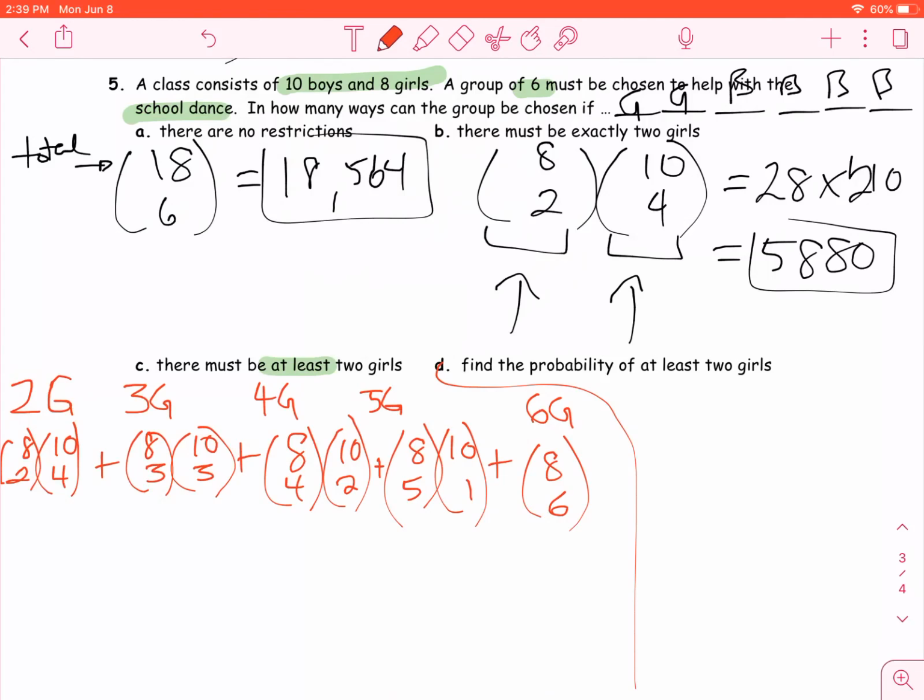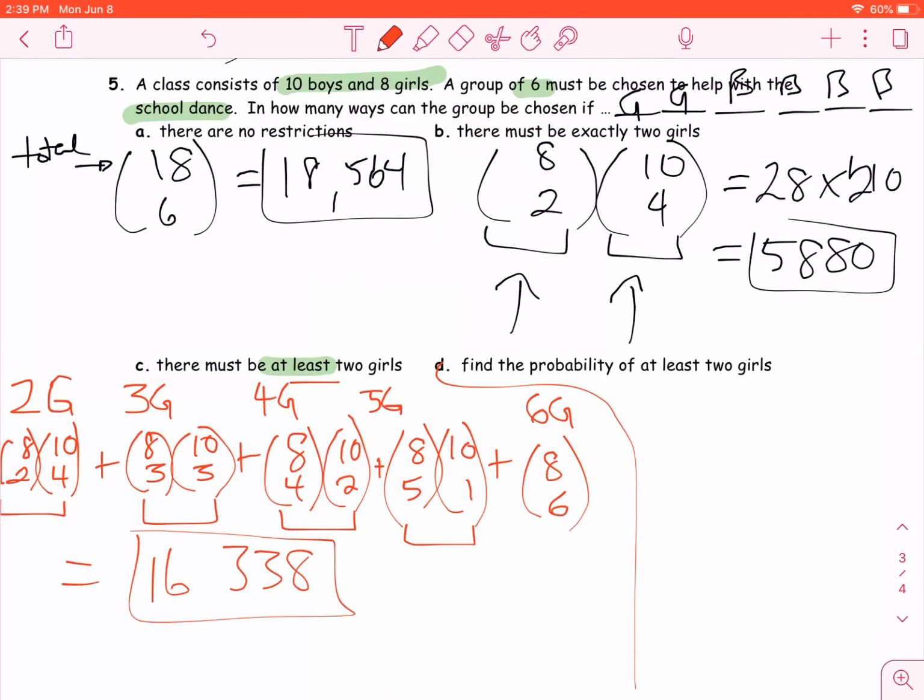Now, in this case, yes, you are multiplying your choices with the girls and the boys, but because we want to find how many combinations there are with at least 2 girls, we're actually going to add up each sum. So then this should be 16,338 once you figure out each section. So there should be 5 sections, and then add up those totals.